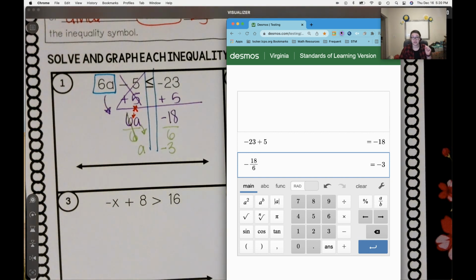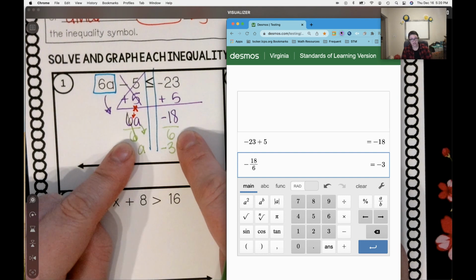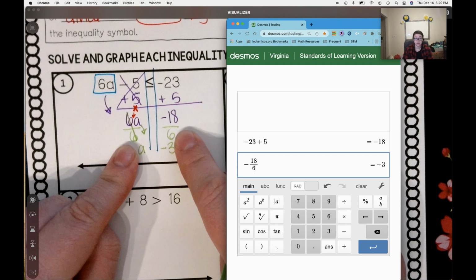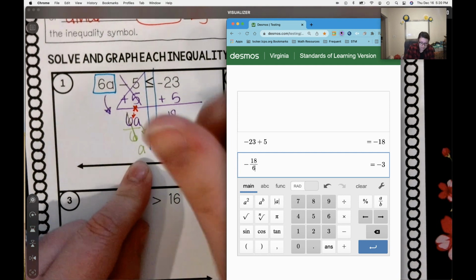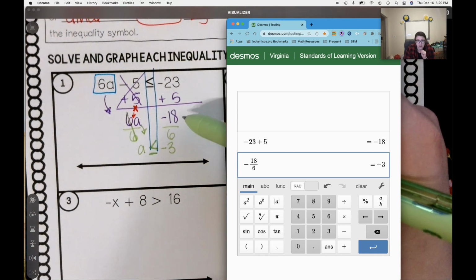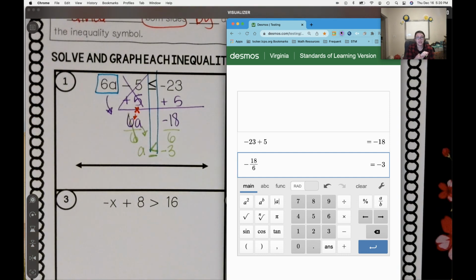And now we need to pause and think. Is our sign going to flip? Yes or no? Why? It should not flip. Both sides I divided by a positive 6. If this 6 was negative, then I would flip. But because I do not have a negative that I'm multiplying or dividing, my symbol stays the same. 18 being negative, that doesn't matter. It has to be the number that's on both sides. So here we get a is less than or equal to negative 3.